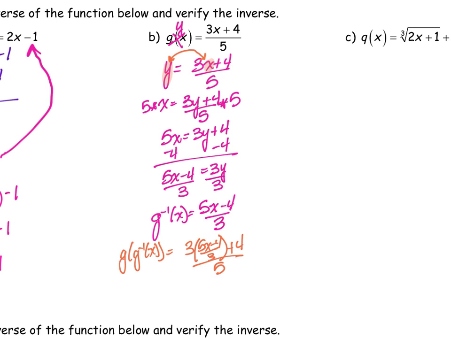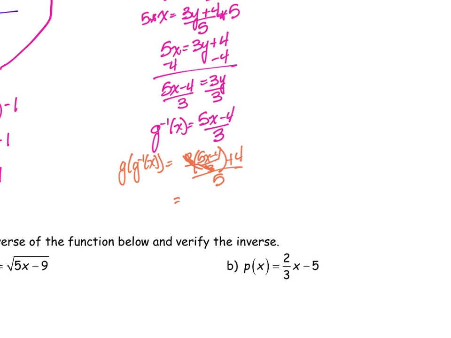What happens to my 3's? They make a 1, yes? And then I get, sorry, can I slide this? I'm going to slide this up, sorry. Then I get 5x minus 4 plus 4 divided by 5. So I still have to simplify the top, which gives me 5x divided by 5, which equals x.